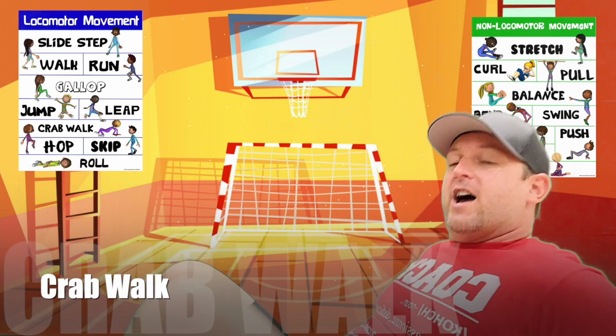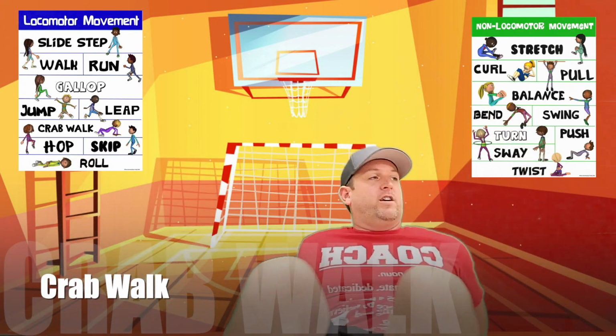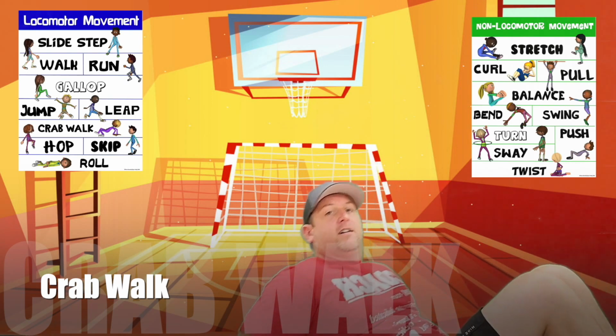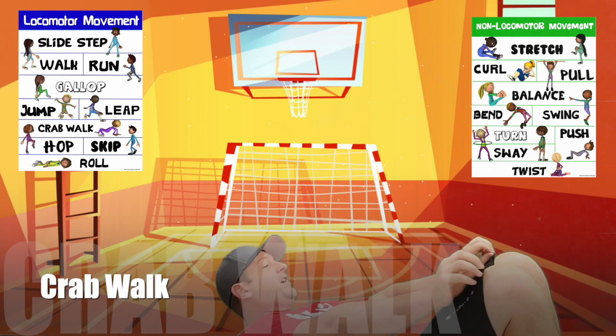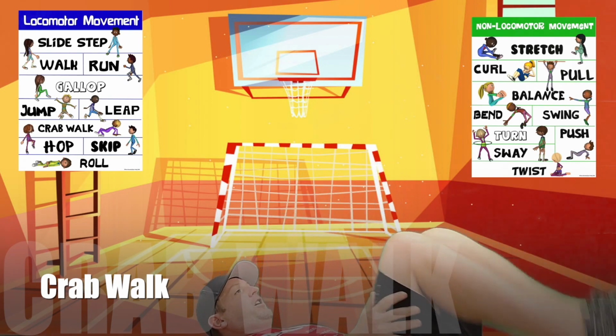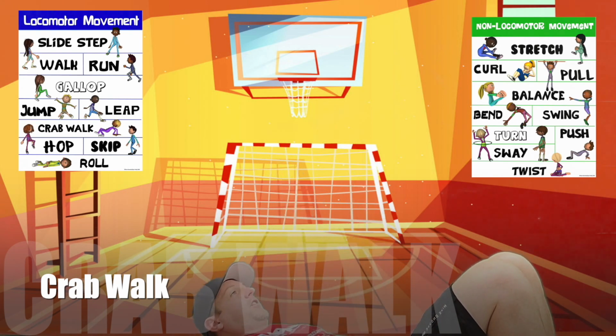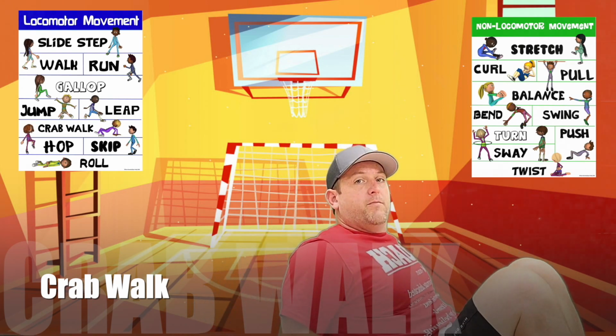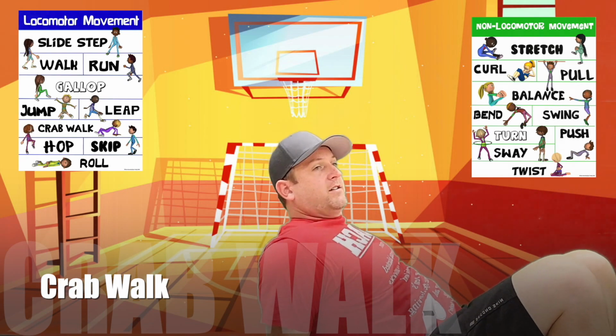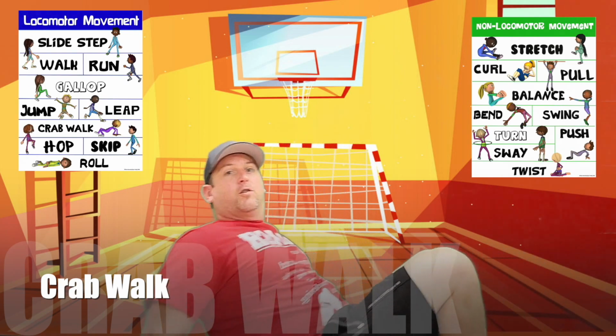How about we try and practice this? So all you're going to do, lie flat on your back. Once you lie flat on the back, you're simply going to put your feet on the ground, then put your hands on the ground, sit up, and then lift your bottom off the ground. And start walking. Ready, set, go.